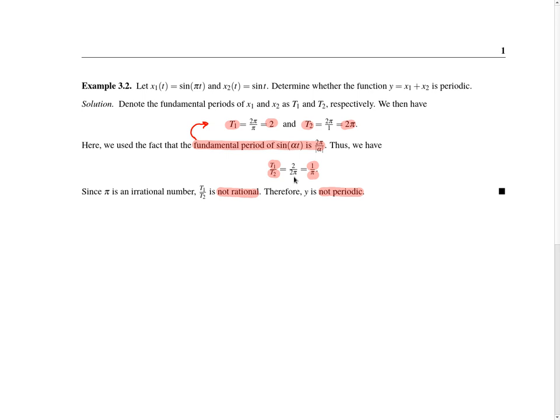So if we plug in the values for t1 and t2 that we calculated up above and simplify, the ratio of t1 to t2 simplifies to 1 over pi. And because pi is an irrational number, 1 over pi also is an irrational number. In other words, it's not rational. Since this ratio of t1 over t2 is not a rational number, the conclusion that we draw is the function y, in other words, the sum of x1 and x2, is not a periodic function.